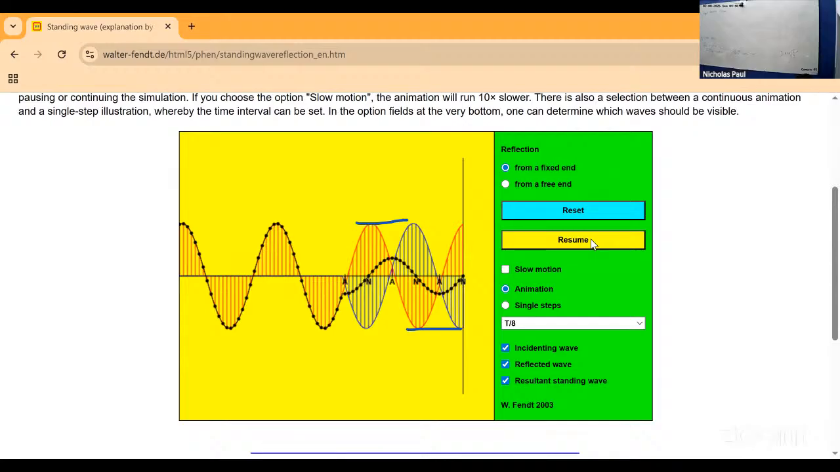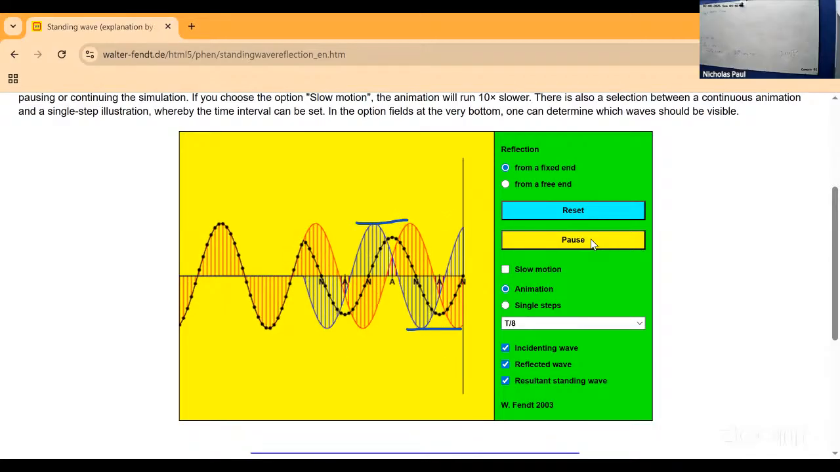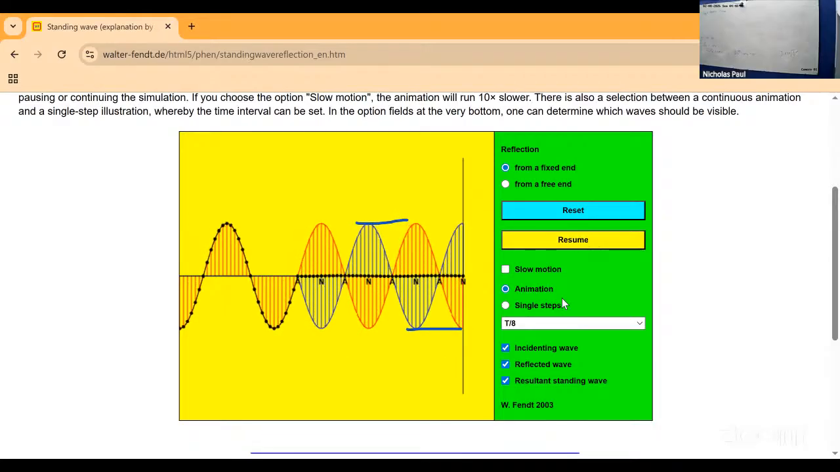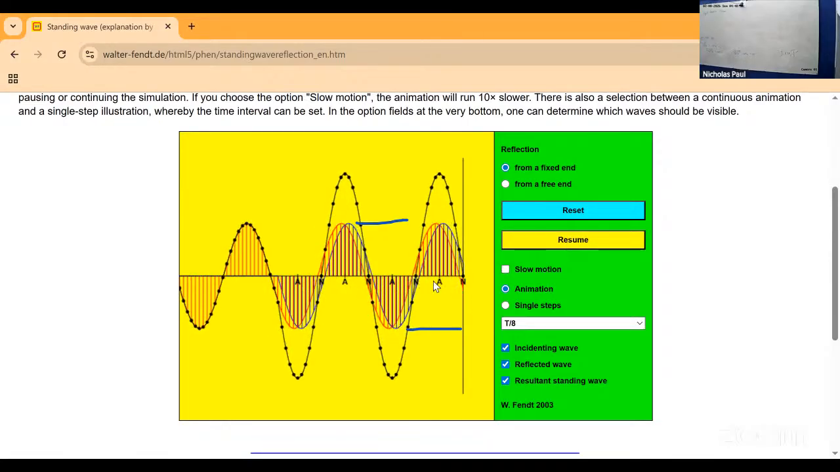Let's see if we can get 0. Okay. Notice, I want you to notice that you have points of antinodes and nodes, right? Antinodes is nothing happening. And then you will see nodes. Sorry, I said the wrong thing. Nodes is nothing happening. Antinodes, max displacement.